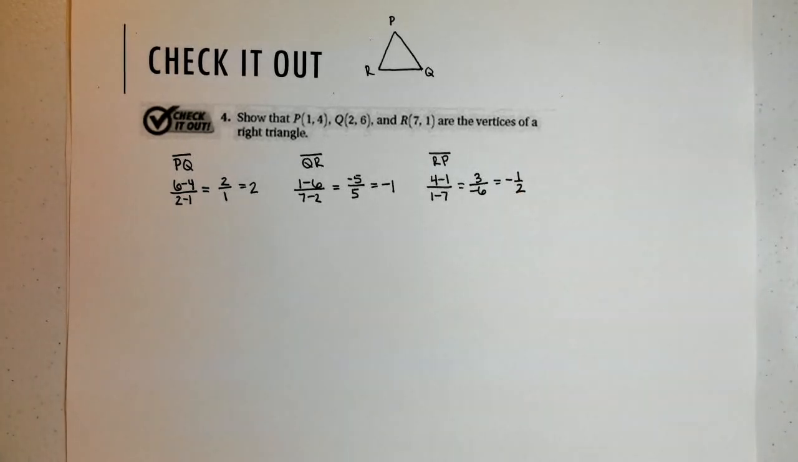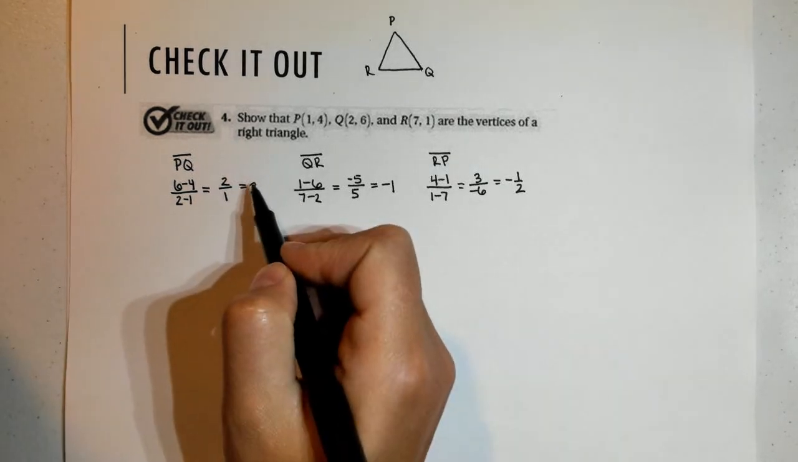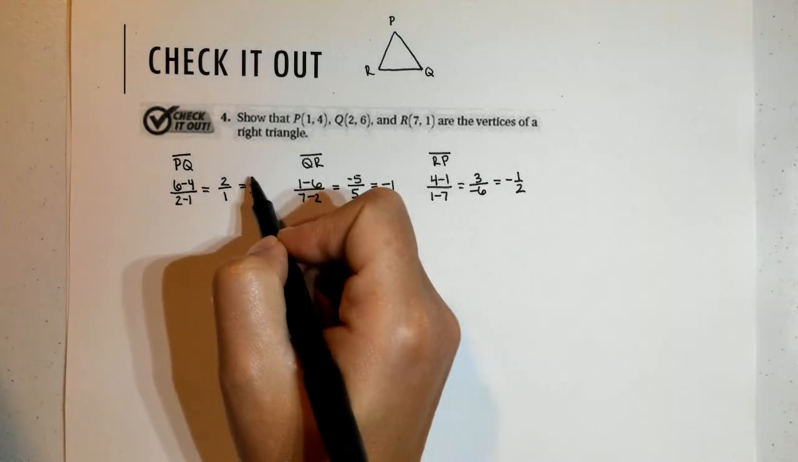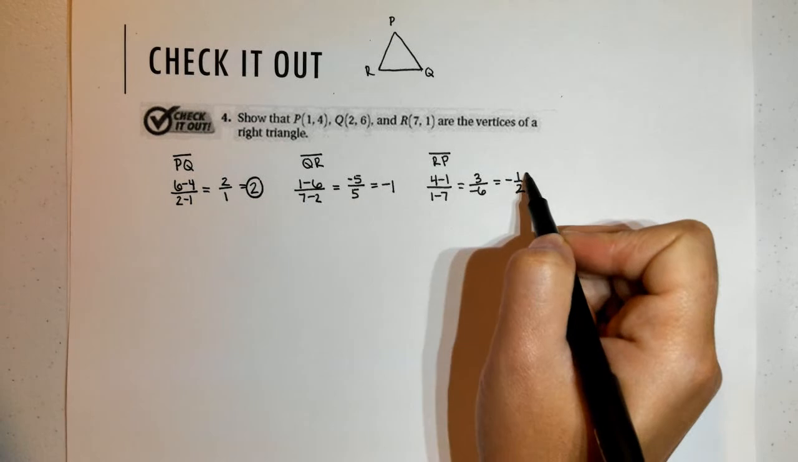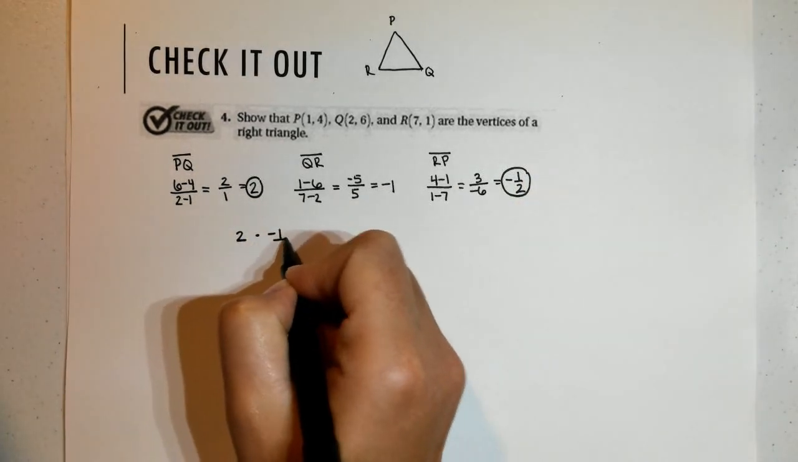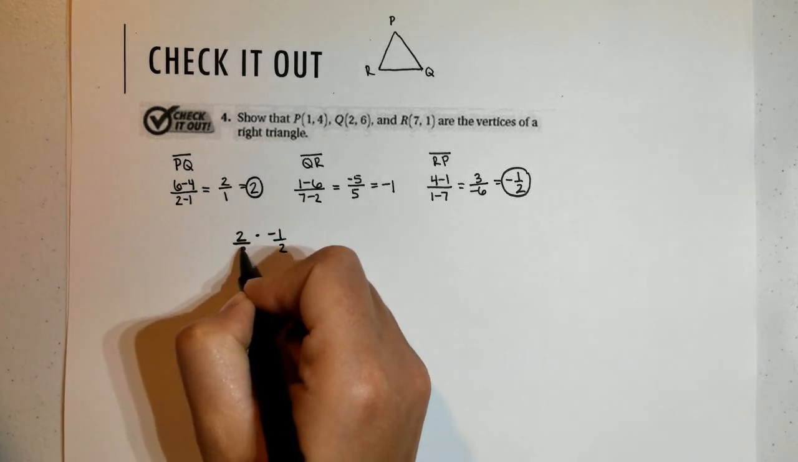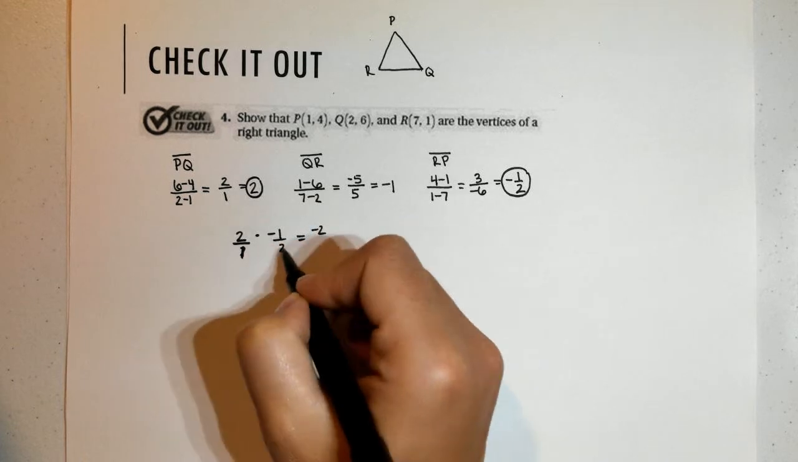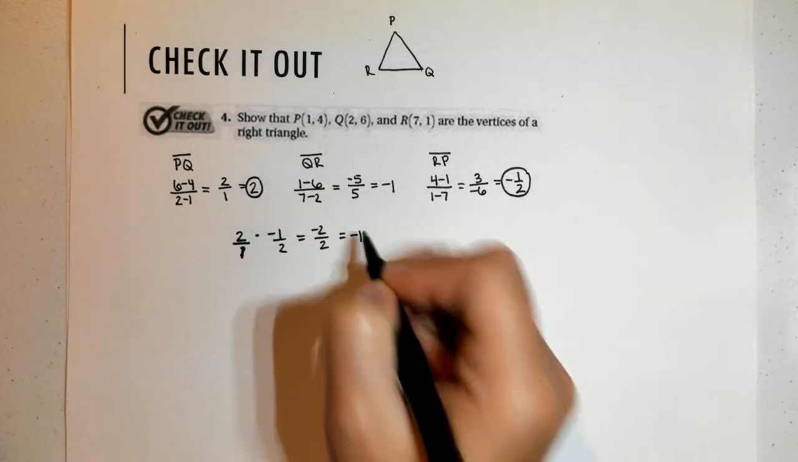Now I need to decide where my right angle might be. Remember, you have to look at which 2 slopes will multiply together to give you negative 1. The 2 that will are PQ and RP. If I write 2 over 1 and multiply that by negative 1/2, 2 times negative 1 is negative 2. 1 times 2 is 2. And this simplifies to negative 1.